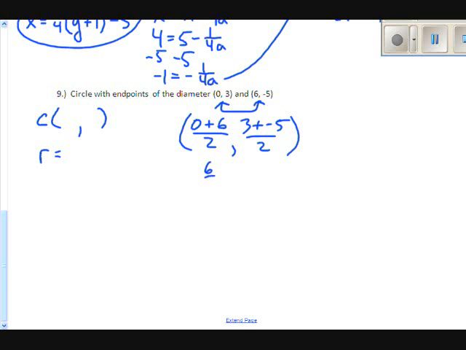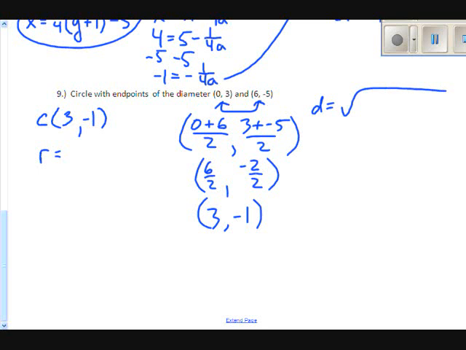So this is going to be 6 over 2. This is going to be a -2 over 2. So that's going to be a 3 and a -1. So my center is 3, -1. The radius is the distance from the center to one of the outside points. So I'm just going to take my distance formula.